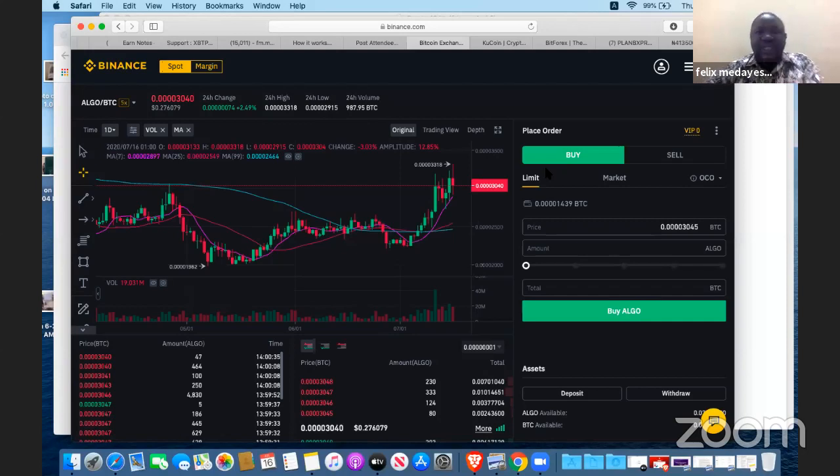Number 1, we said volumes. You get it? What is the volume? Look at it here. 24 hours volume. Look up here where my cursor is moving. 24 hours volume. Bitcoin that has entered into this project within 24 hours is 987 BTC. That is 1.